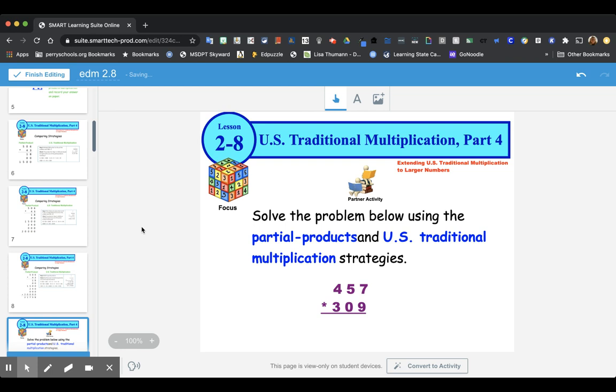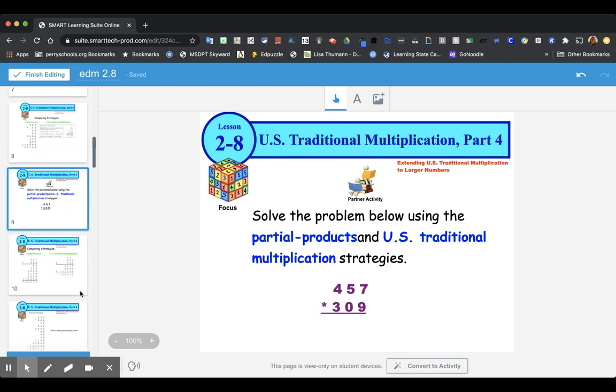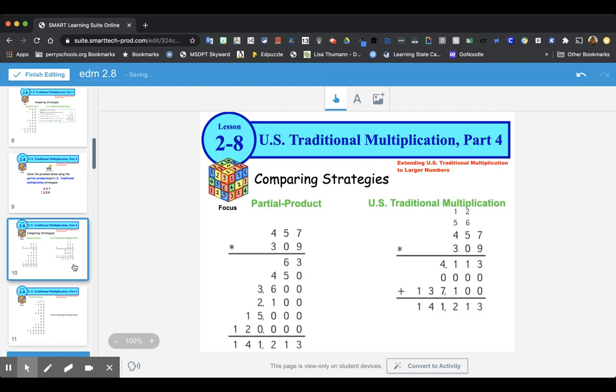So solving 457, my apologies, 457 times 309. Go ahead and try that out. Try doing it partial product and then U.S. traditional. It's a great way to check your work, but also to compare the strategies. Let's take a look at that.